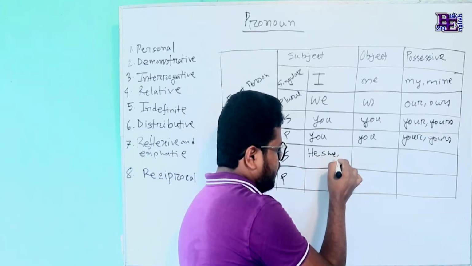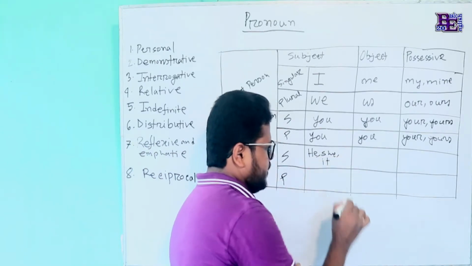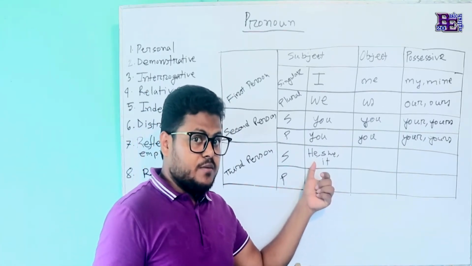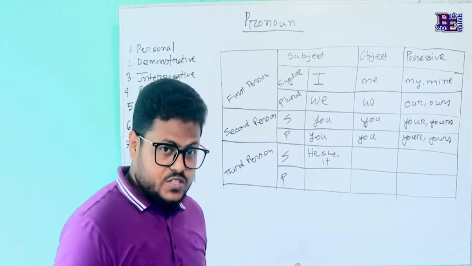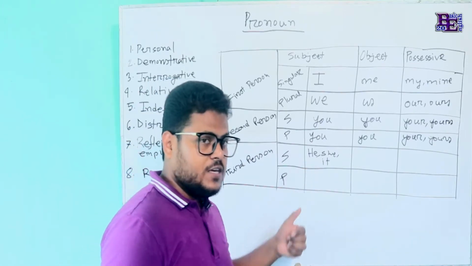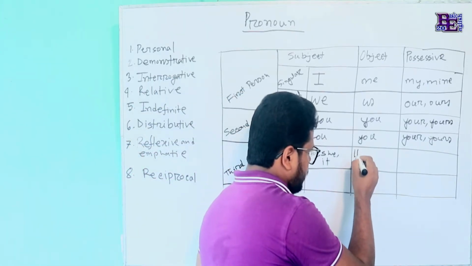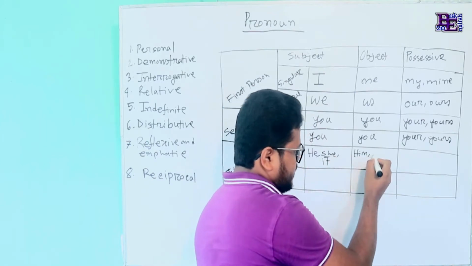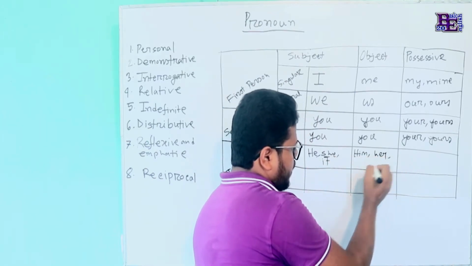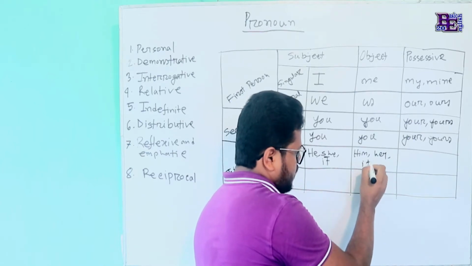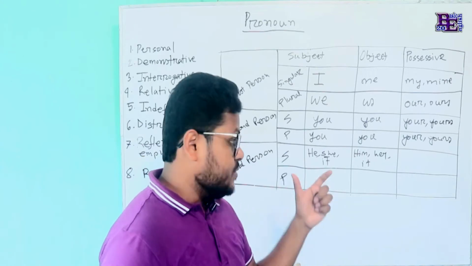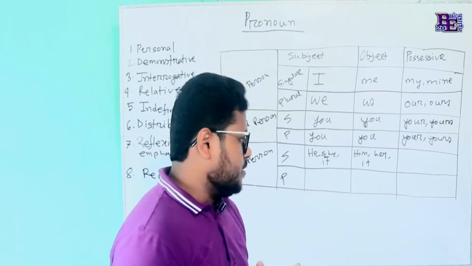Okay, so in case of third person, you can see he, she, and it. They are known as third person singular number. Okay, and they have the objective forms. The objective form of he is him. The objective form of she is her, and it is it itself. Okay, so let's move on to the possessive forms of these 3 persons.